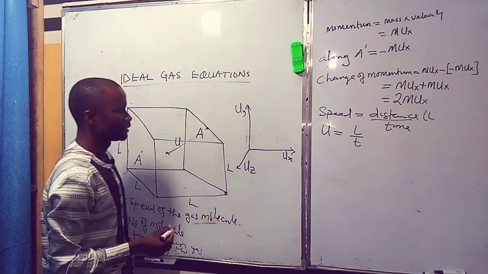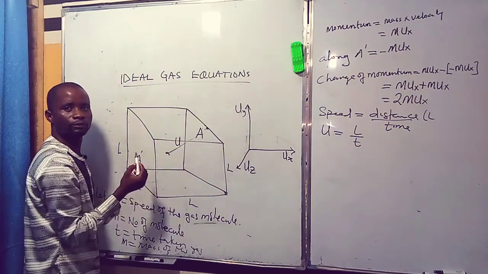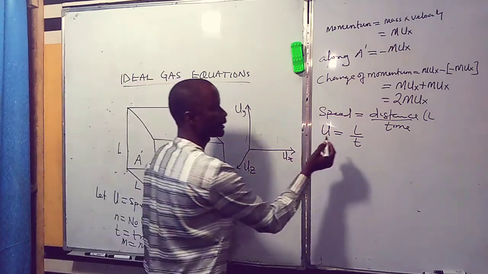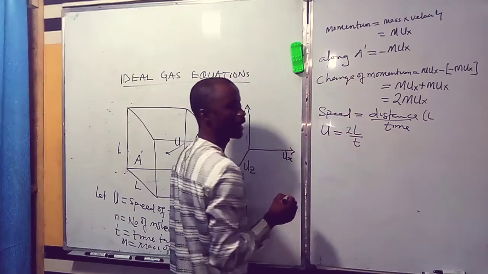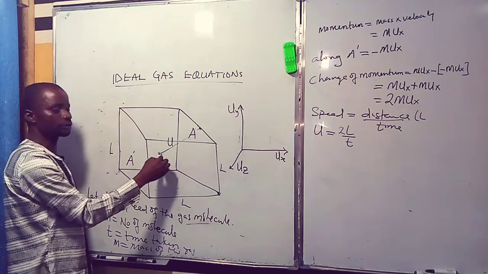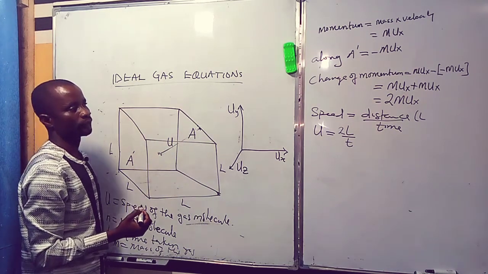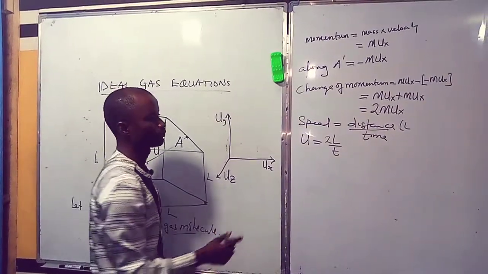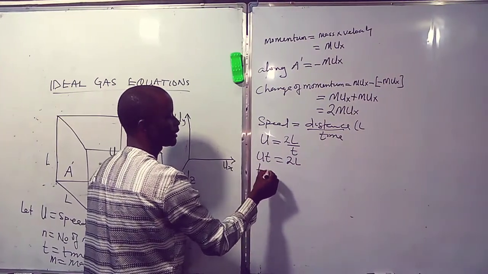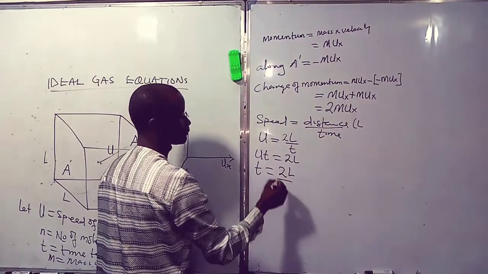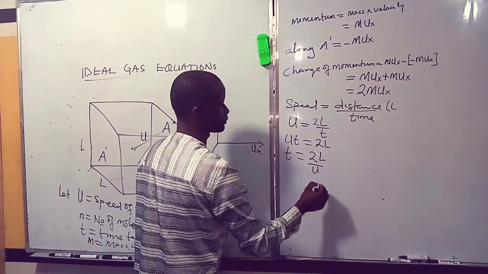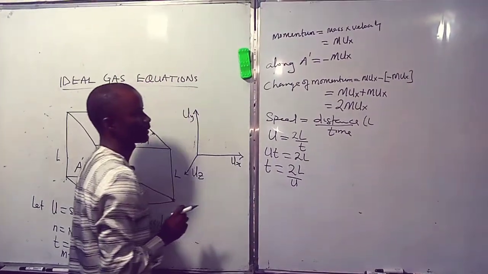But recall that the movement of the gas is in two directions, to and fro. Therefore, our L is equal to 2L, since the distance covered from here to this one and back to the original position is 2L. Now let's make t the subject of the formula. Therefore, we have ut equal to 2L, and then t is equal to 2L over u. Now we have the time.